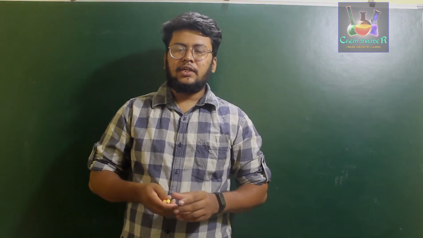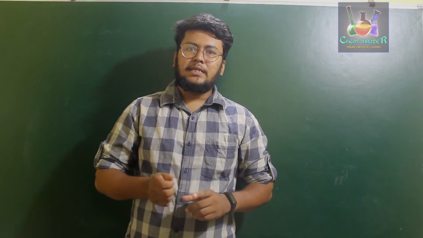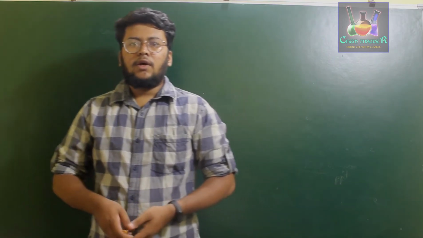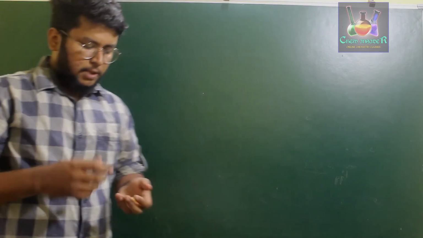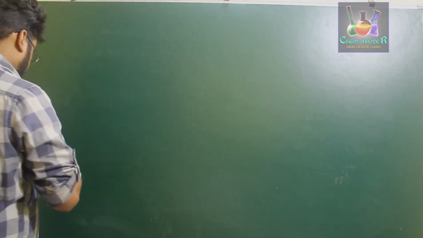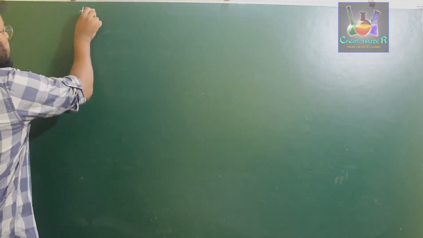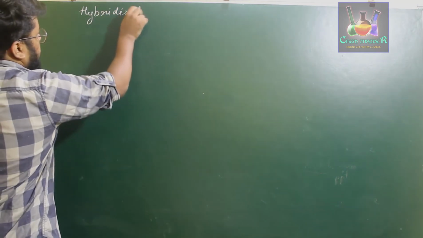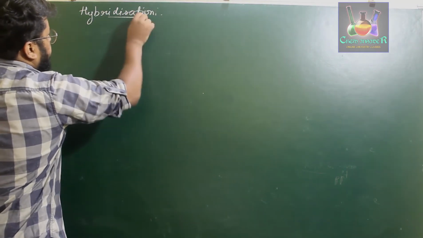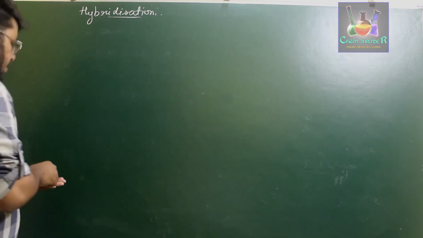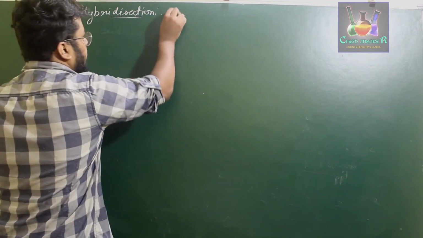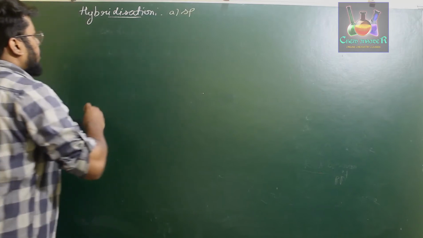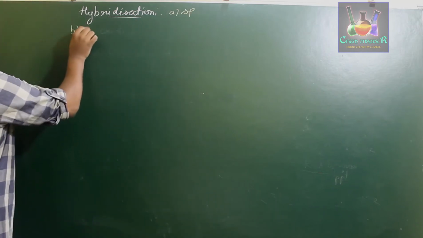In the previous class we discussed hybridization and the types of hybridization, in which we first discussed sp hybridization. Now we'll start with sp2 and sp3 hybridization. So the first one was sp hybridization. We have completed that in the previous video itself. Now the second one, sp2 hybridization.